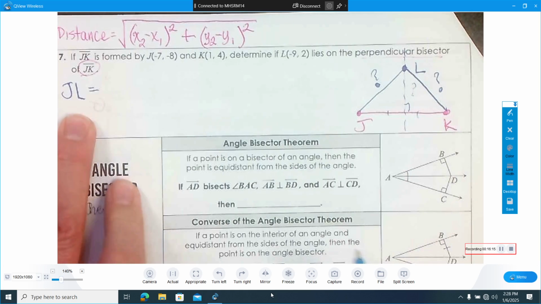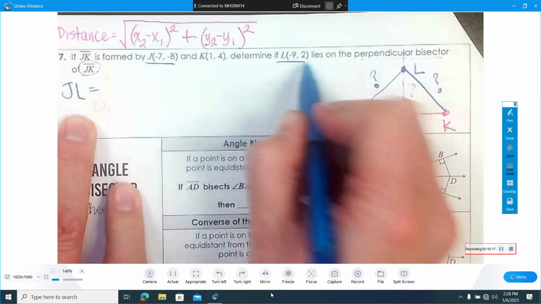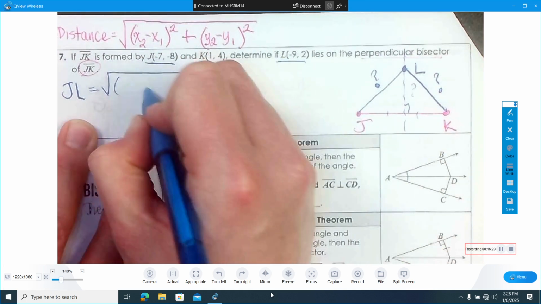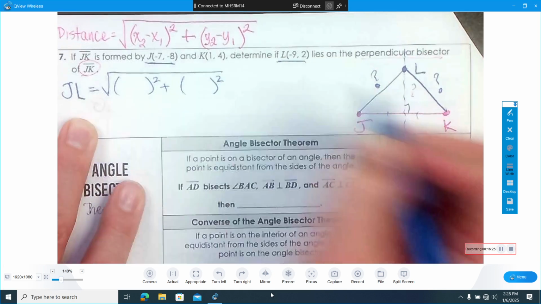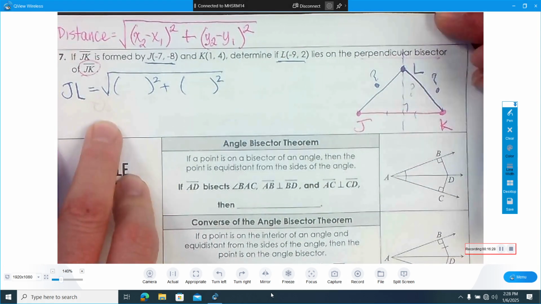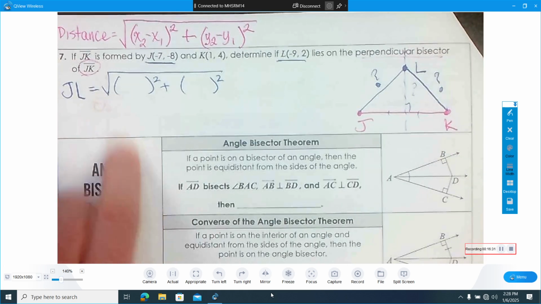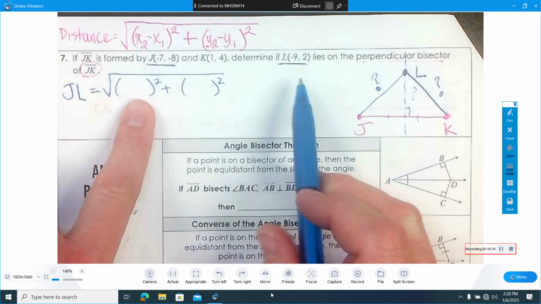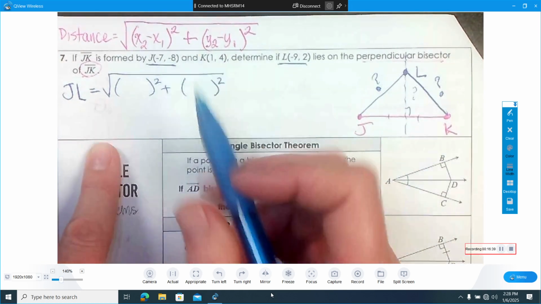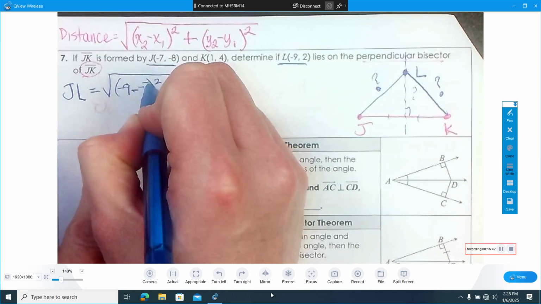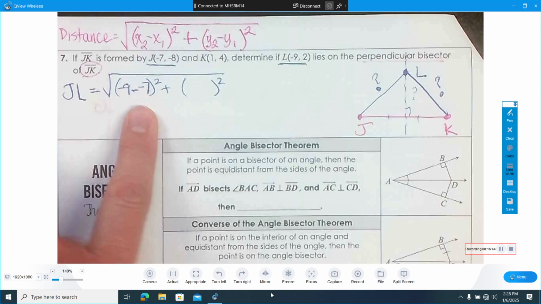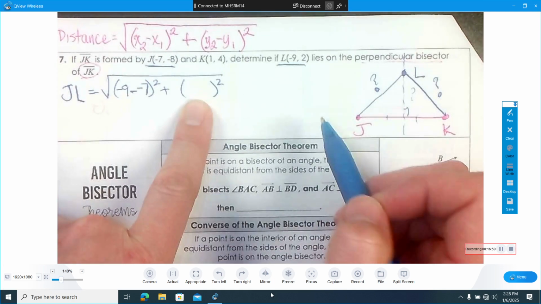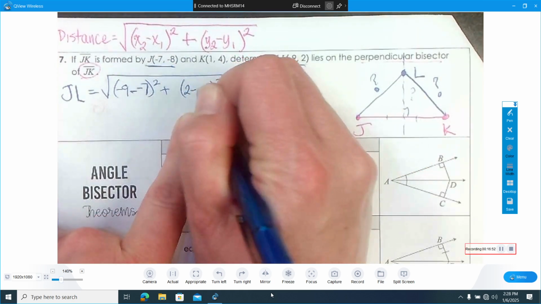JL, so using point J and point L, I'm going to use my distance formula. I'm going to set it up with a big square root and some bubbles being squared. I need to subtract my x's here. What are the x's I'm using? -9 and -7. So -9 minus a -7. I also need to subtract my y's in this bubble. What are the y's we're using? 2 and -8. So 2 minus a -8.